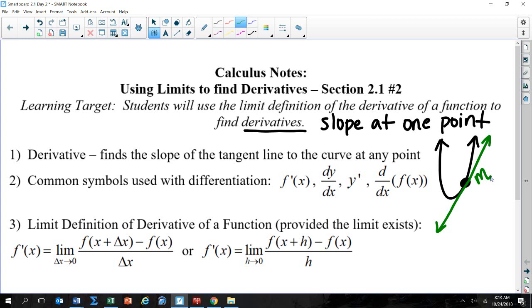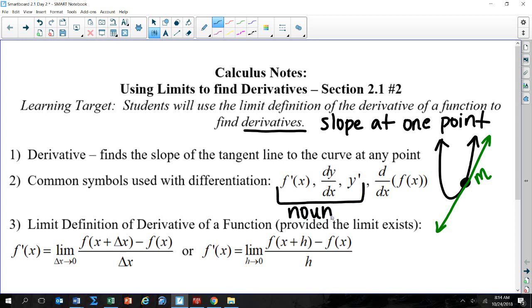Okay, some common symbols used with differentiation. We have these three, which I call nouns. So the derivative is f prime. The derivative is dy over dx. The derivative is y prime. These are all ways to write the derivative.